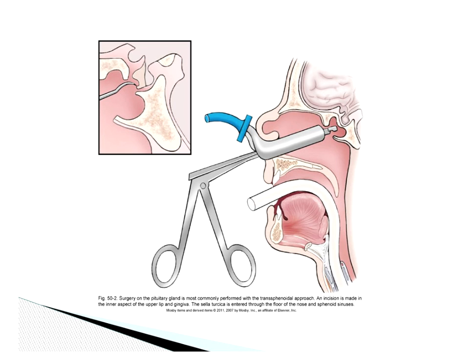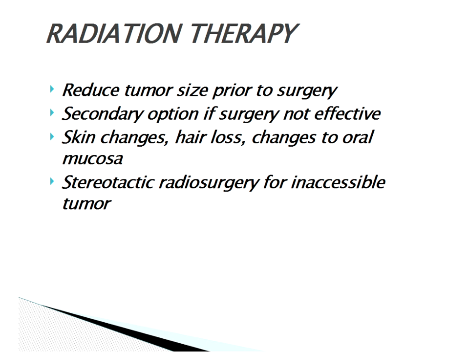There you can see the approach where they're going in through that area that we talked about. It's made in the inner aspect of the upper lip and the gingival tissue. The sella turcica is entered through the floor of the nose and the sphenoid sinuses. So you can see if you have a violation of this area and you have what's called a leak, cerebrospinal fluid could leak out and drip through the nose as a clear drainage.